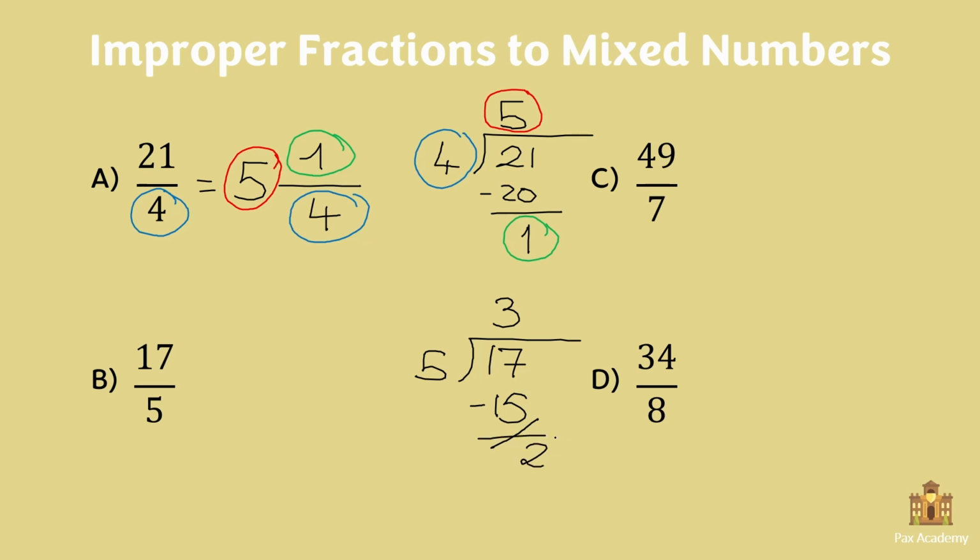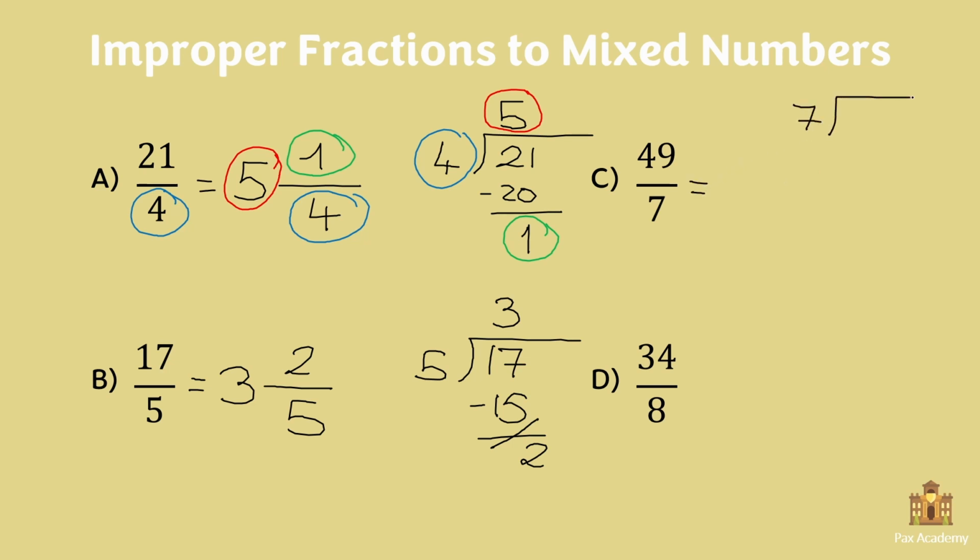Okay. Now let's rewrite this as a mixed number. So again, remember, the number on top is the whole number, so 3. And then the remainder is the numerator, 2, and then the same denominator. Very good. What about part C, 49 over 7?